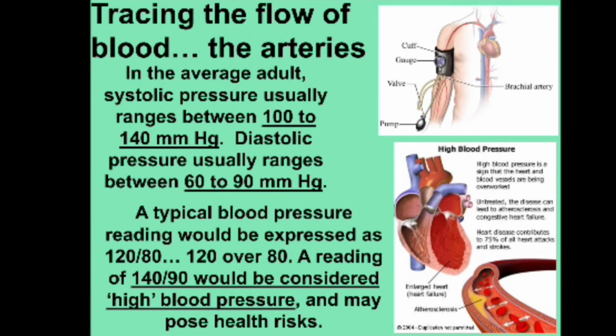In the average adult, systolic pressure usually ranges between 100 to 140 millimeters of mercury. Diastolic pressure usually ranges between 60 to 90. A typical blood pressure reading would be expressed as 120 by 80, that is 120 over 80. A reading of 140/90 would be considered high blood pressure and may pose a health risk.